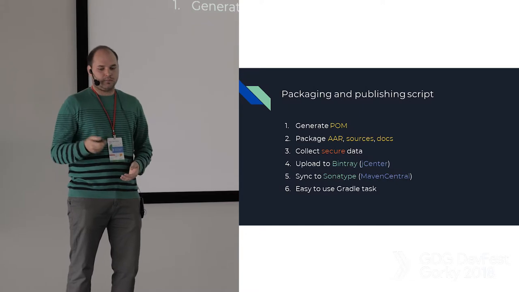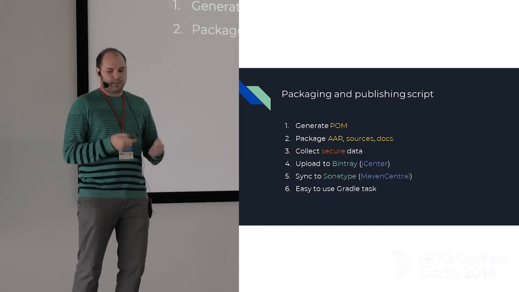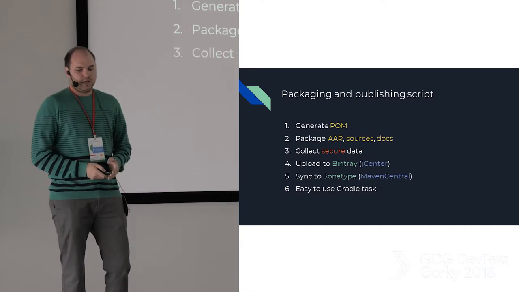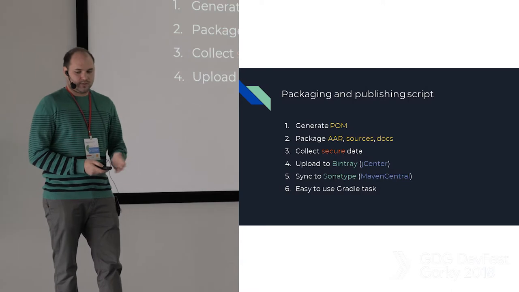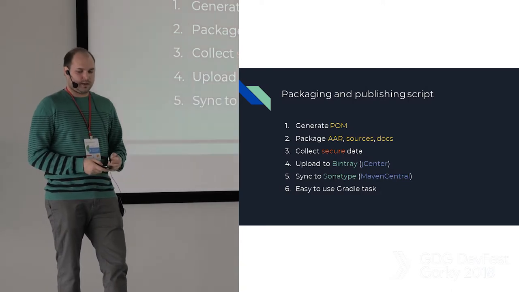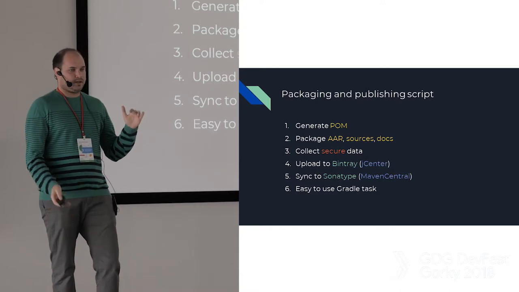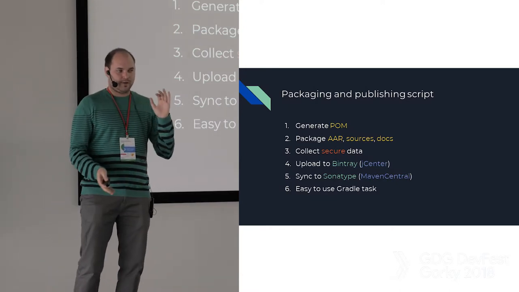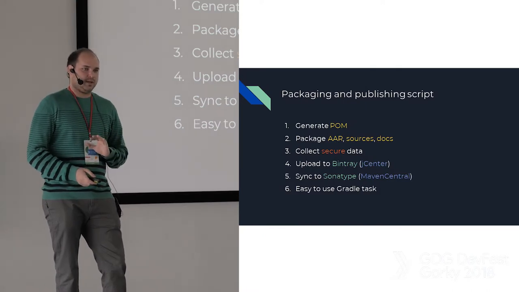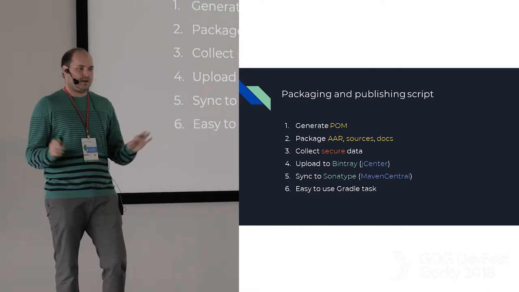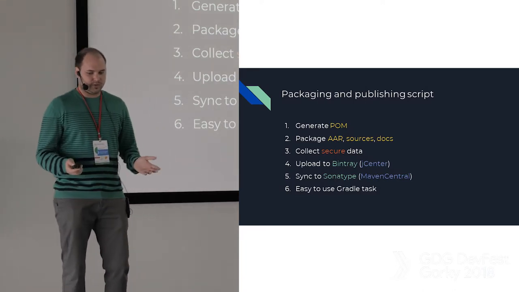So packaging and publishing script, it's one script. And it basically generates POM, packages everything for you, collects your secure data for signing, uploads to Bintray, syncs to Sonatype. This is basically the meat. And I have this as one file. It's also published. So it's one file that you include. And let's say it's the only thing that you really need. Other stuff is just making things easy to maintain for the future.